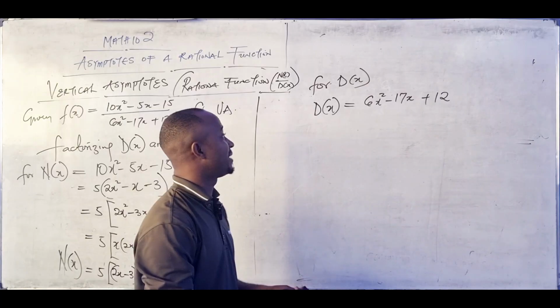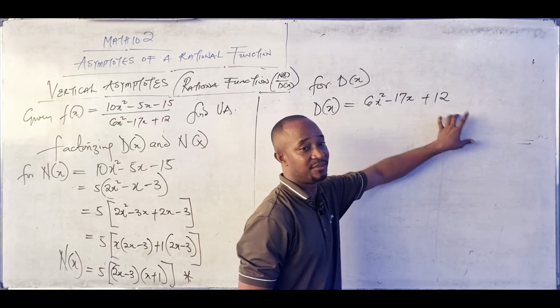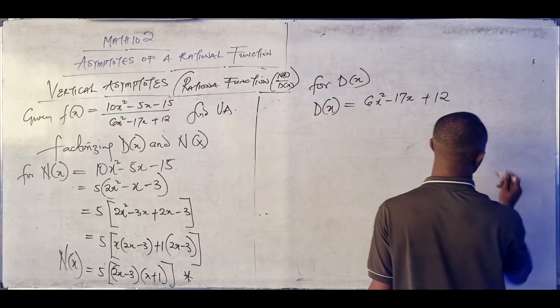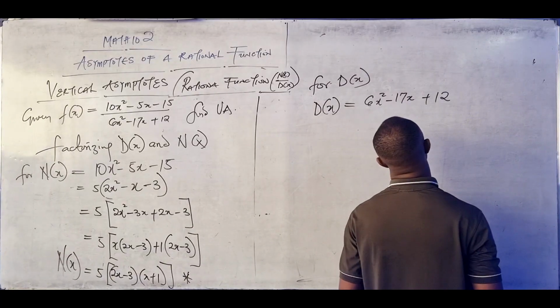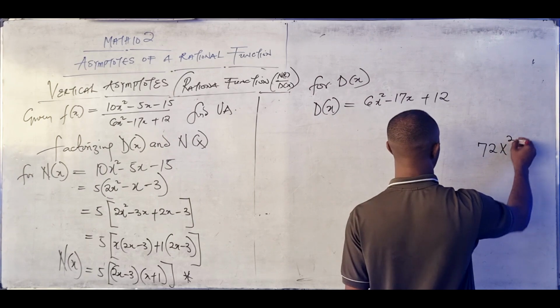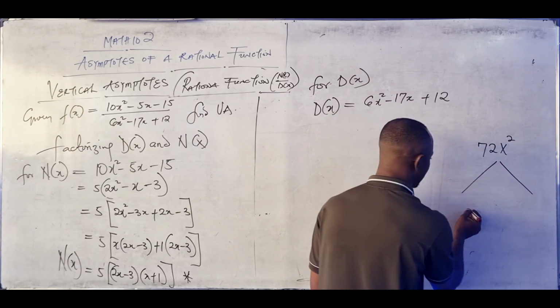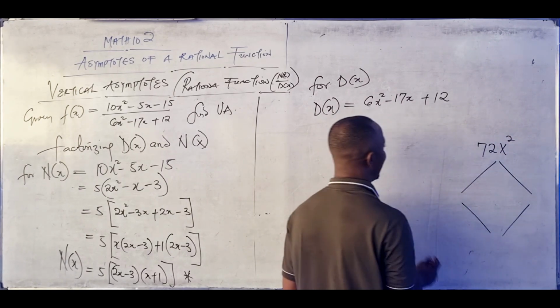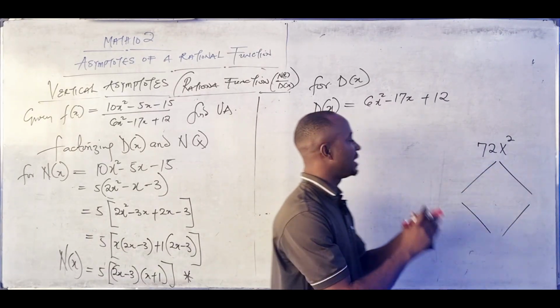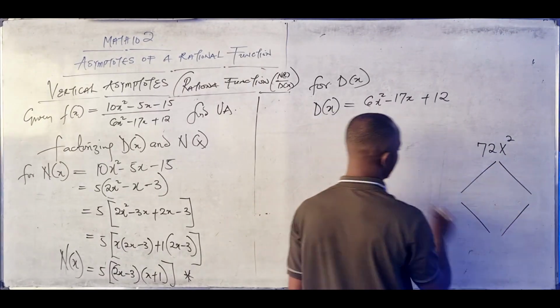So I will just have to multiply the first term by the last term. 6s squared times 12 is what? What is 6 times 12? 72s squared. What are the two numbers that when you multiply them will give us 72s squared, but when you add or subtract will give us what?